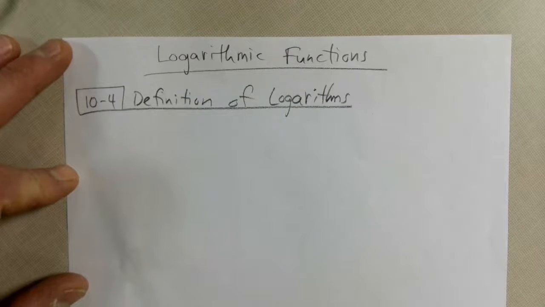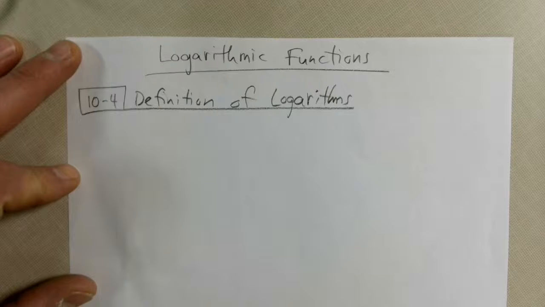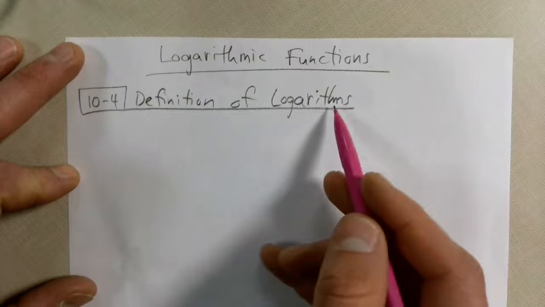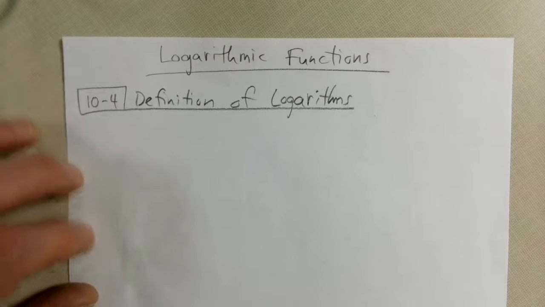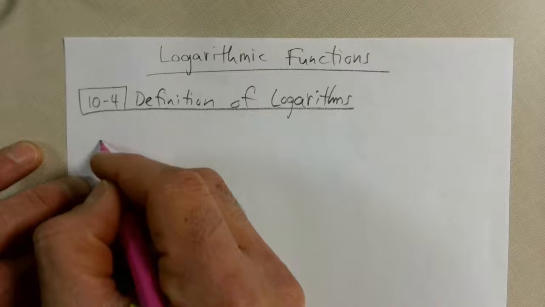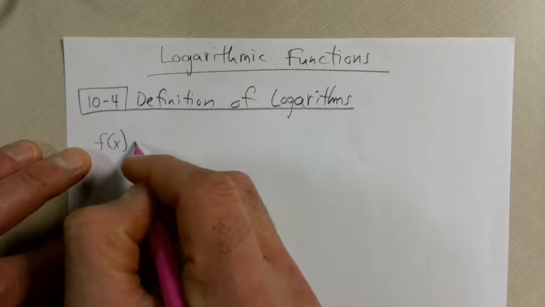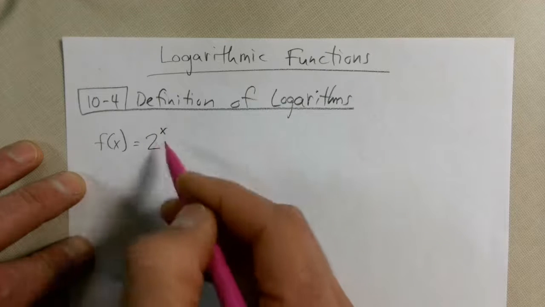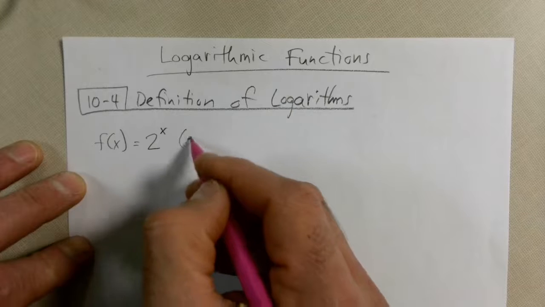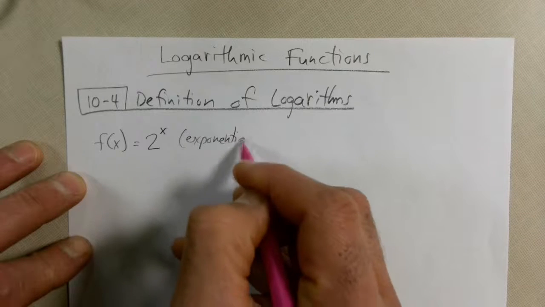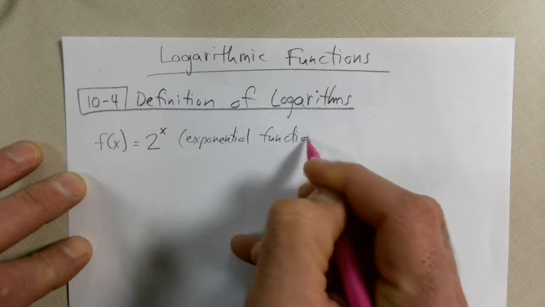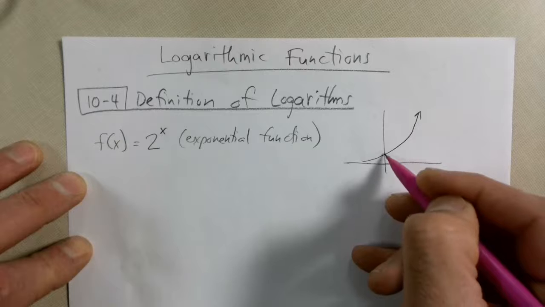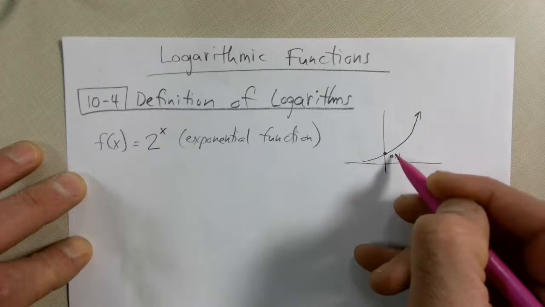Okay guys, we are on a new section, Logarithmic Functions. And this is chapter 10, verse 4, definition of logarithms. Now you know we've worked with something like this: f of x is equal to 2 to the x power. We have a variable in the exponent, and this is called an exponential function. It has a graph that looks something like this, and it always goes through 0, 1.